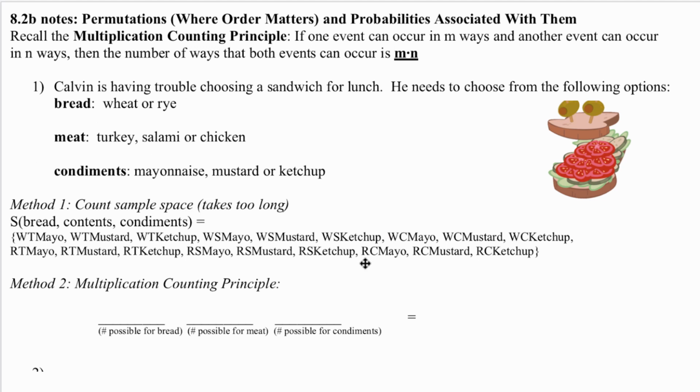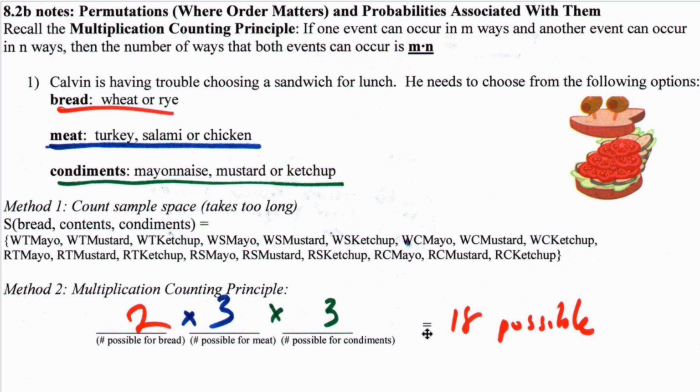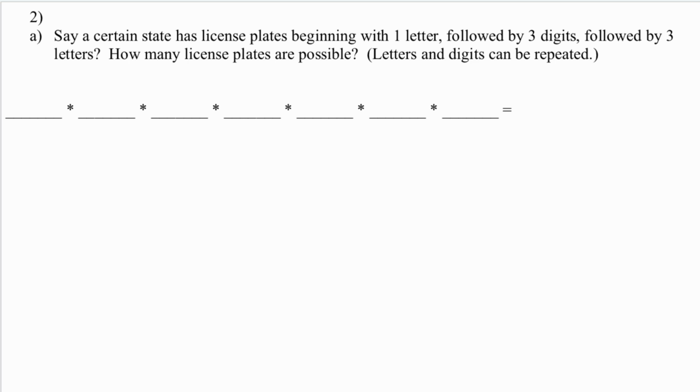Or the multiplication counting principle says if I've got 2 possibilities for bread, 3 possibilities for meat, and 3 for condiments, I can just multiply that together and I can get 18 possible, right? Much easier than just counting out all these. So you count out 2 possible here, 3 possible here, 3 possible here, multiply that, that is the total number. Okay, permutations is very much related, so let's just do a couple more and kind of transition naturally to talk about permutations.